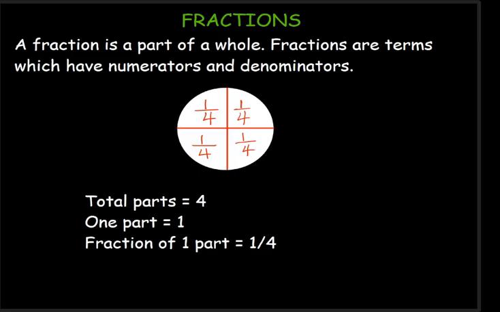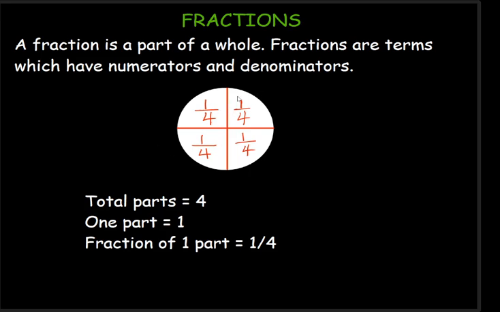So a fraction is a part of a whole. Fractions are terms which have numerators and denominators. We've defined whole numbers, we've defined decimal numbers to have two parts, the whole number and the fractional part. Now we are moving to fractions to say that fractions have two parts, the numerator and the denominator. The numerator being the up part and the denominator being the down part. So a fraction generally is a part of a whole.